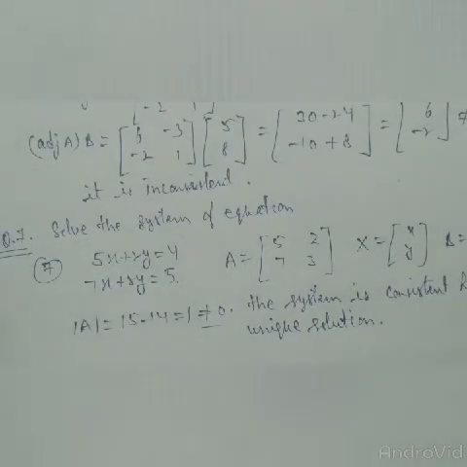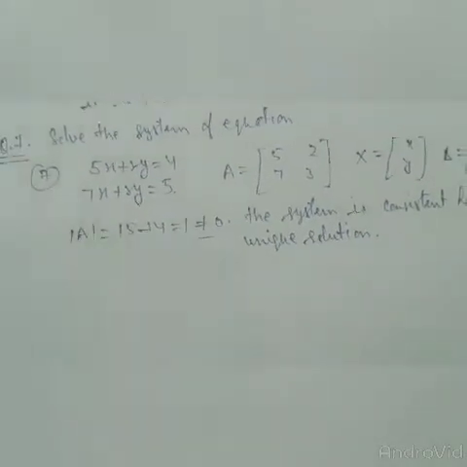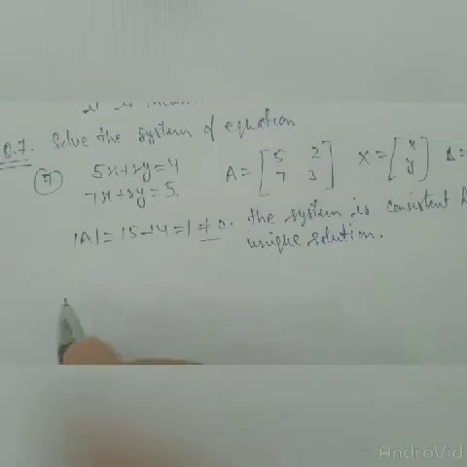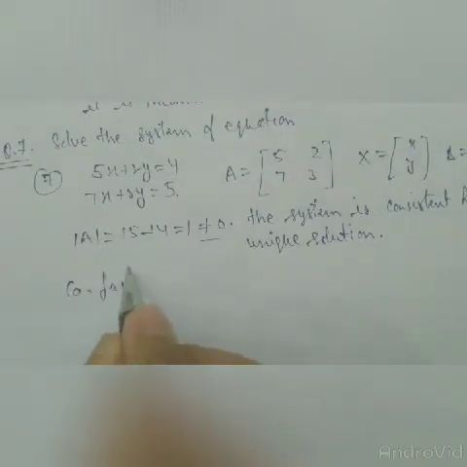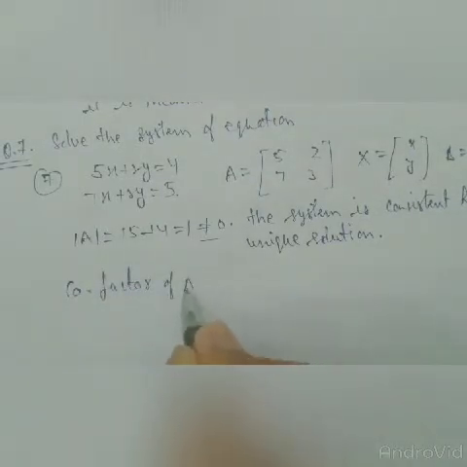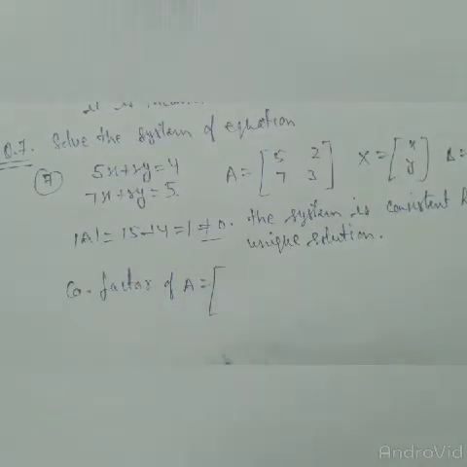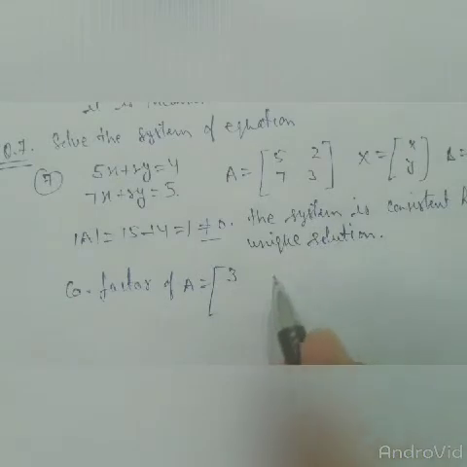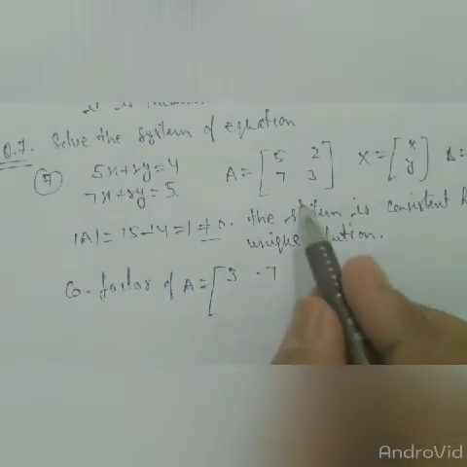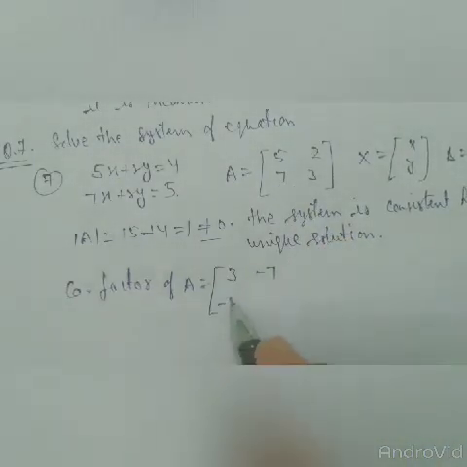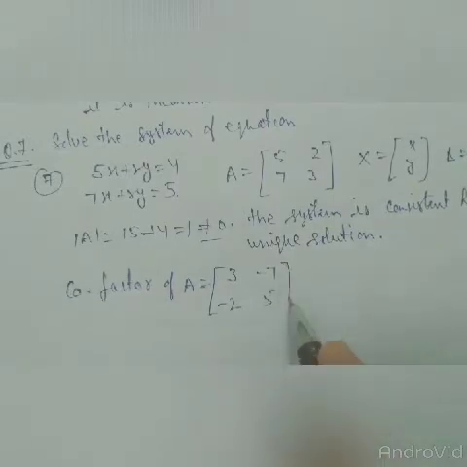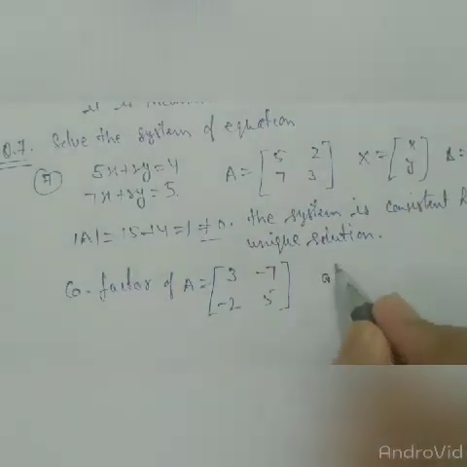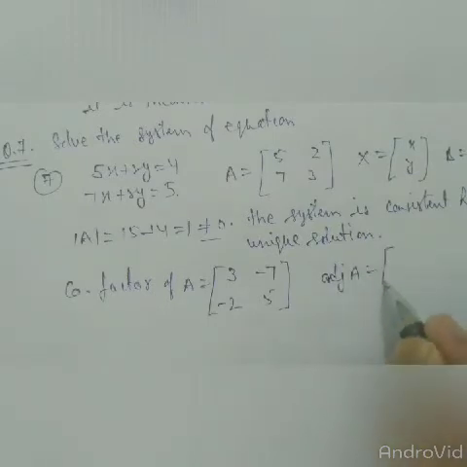Clear? So for this we have to find the adjoint of A. The adjoint of A is the transpose of the cofactor of A. I will write directly. The cofactor of A11 is 3, cofactor of A12 is minus 7, cofactor of A21 is minus 2, cofactor of A22 is 5.